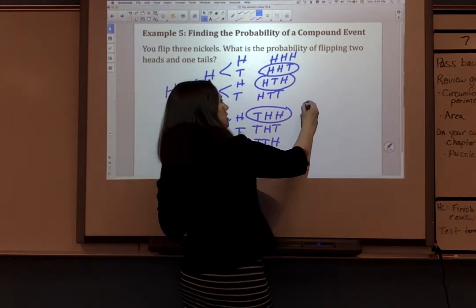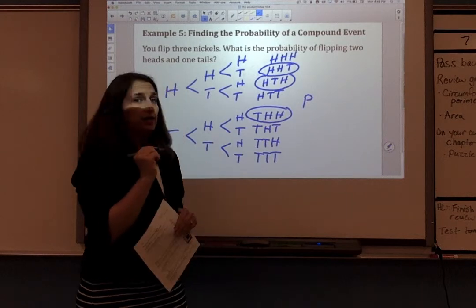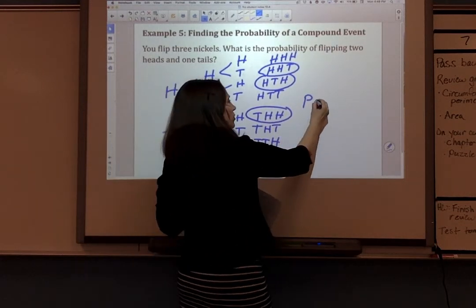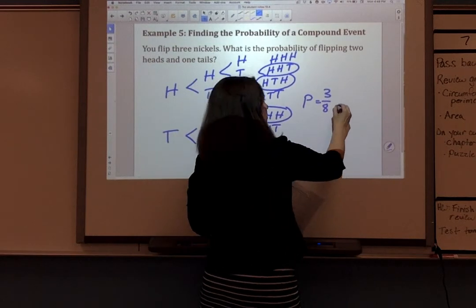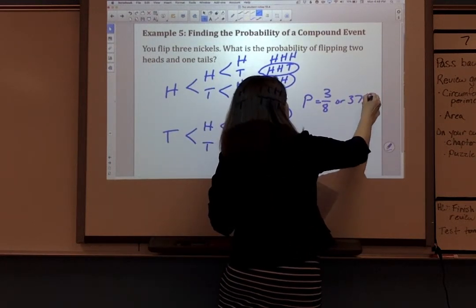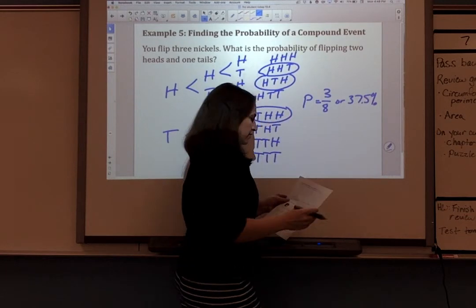So our probability of flipping 2 heads and 1 tail would be 3 out of 8, or 37.5%.